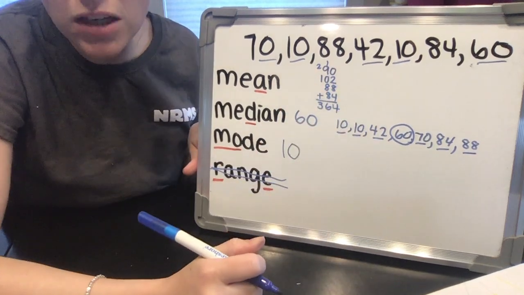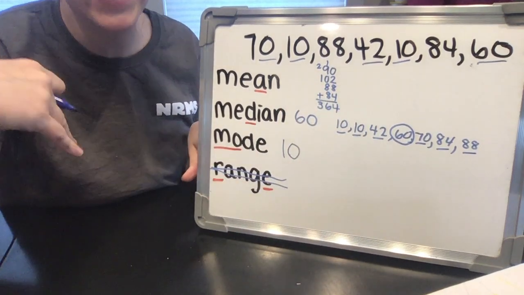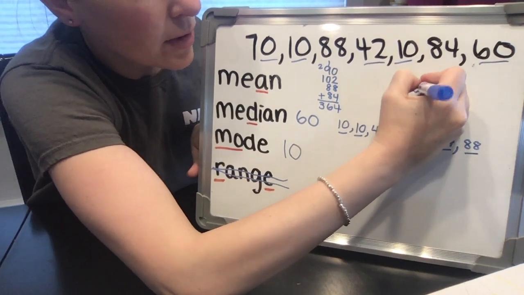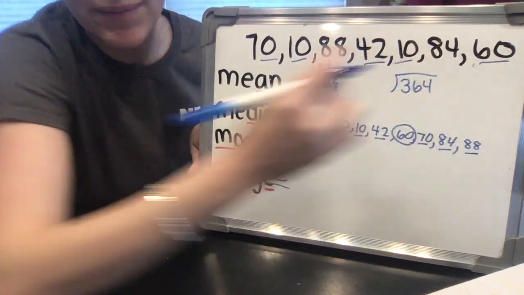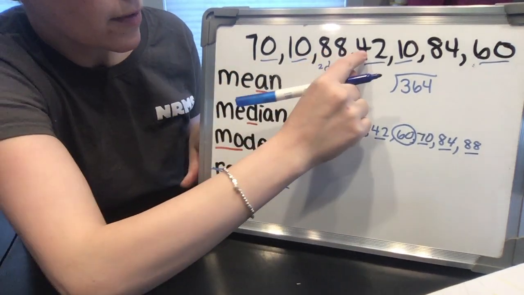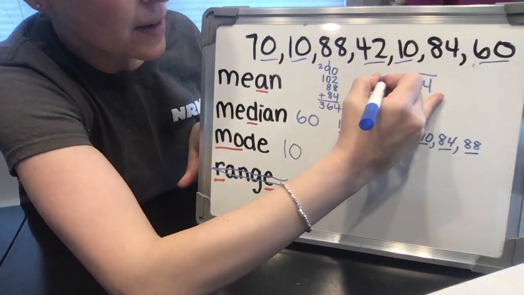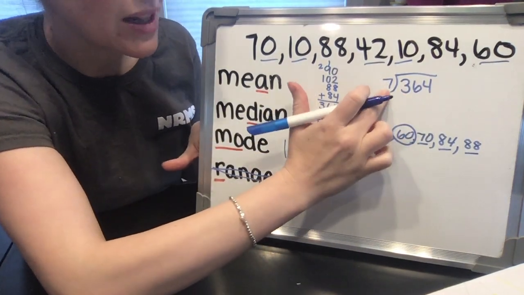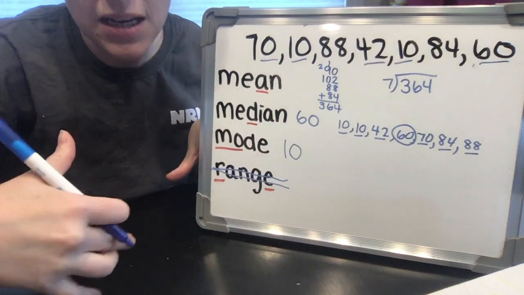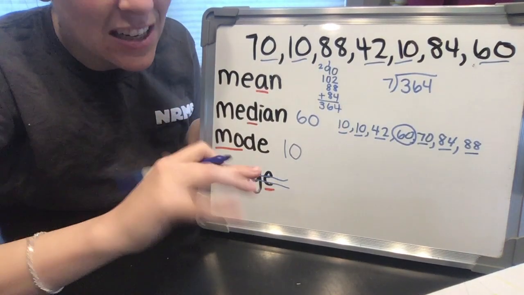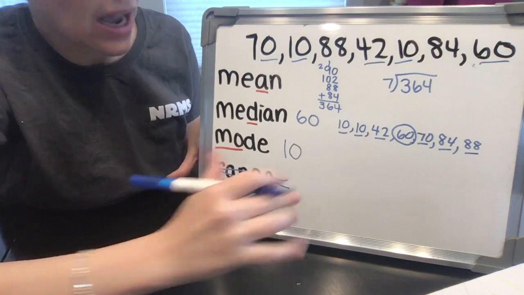So I got 364. That's all the points that I've earned in writing class. Now to find my average, I'm going to take my 364 points and divide by how many assignments that was over: 1, 2, 3, 4, 5, 6, 7. I'm going to divide by 7. What this means is I'm taking all of my writing points and putting them into 7 equal piles to see, on average, how many points I would earn on a typical day.